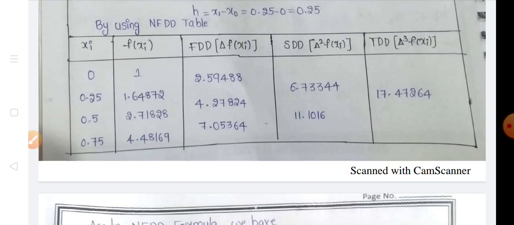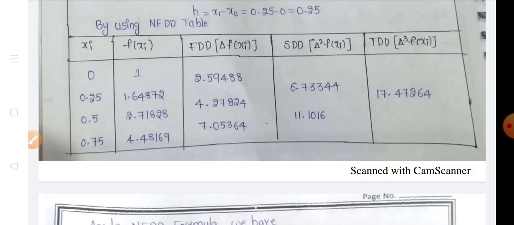Next, 4.48169 minus 2.71828 divided by h, that is 0.25, is equal to 7.05364. Next, 4.27824 minus 2.59488 by h, 0.25, is equal to 6.73344. Next, 7.05364 minus 4.27824 divided by 0.25 is equal to 11.1016. Next, this is the second divided difference.